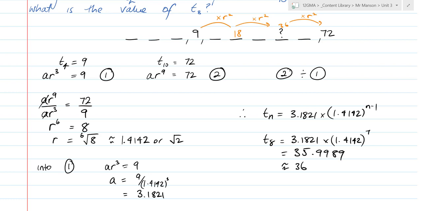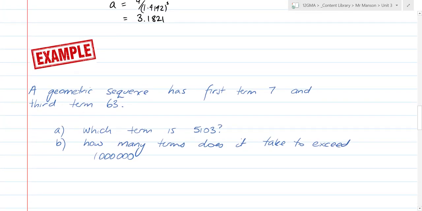Any questions on that? Don't be afraid if you get a not nice R value or a not nice A value. Just remember that if you use 4 decimal places and then transfer to 2 decimal places at the end, you really won't lose accuracy. You'll have plenty of accuracy to play with. Here's another example. I might pause here and give you some time to have a play with some examples.